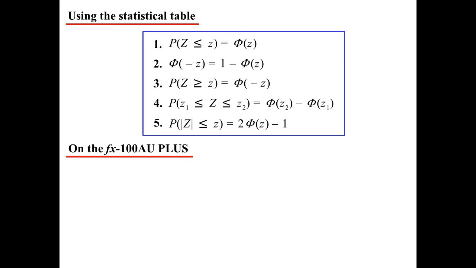Most of us have the 100 AU, is it? Mode 3, all clear. Calculators in stats mode. I think we know how to do that. I hope we're okay with that bit. That's how you put your calculator in stats mode.